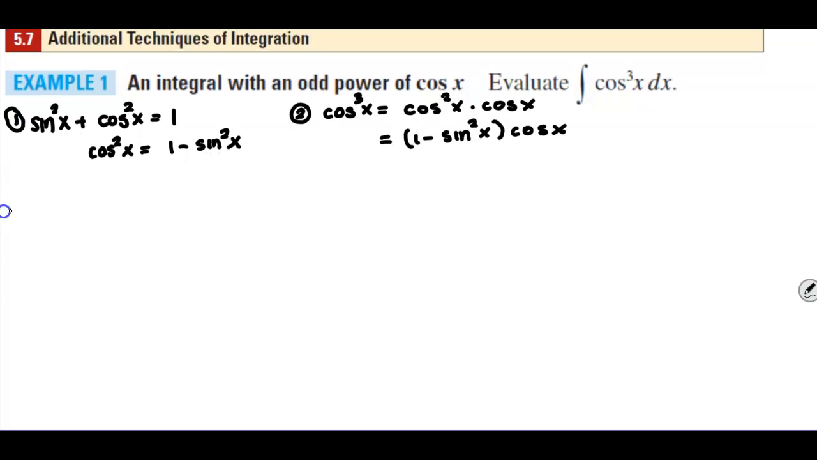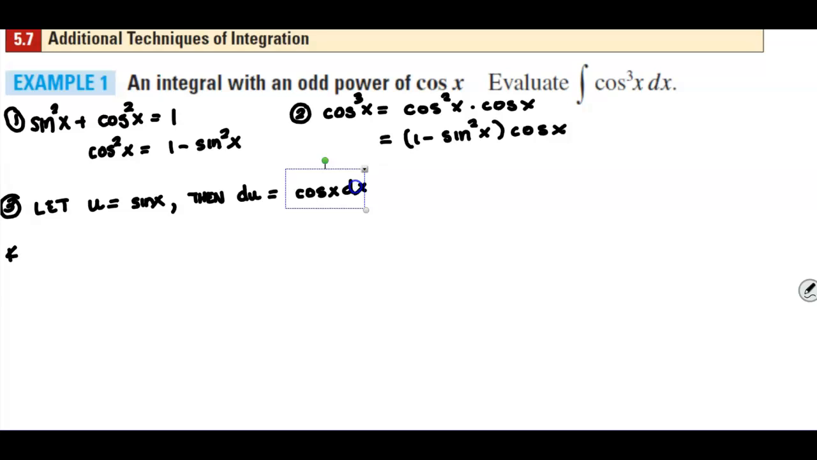So step number 3, what we're going to do is let u now equal sine of x. So therefore du is going to equal cosine x dx. Now let's go ahead and finish this up.